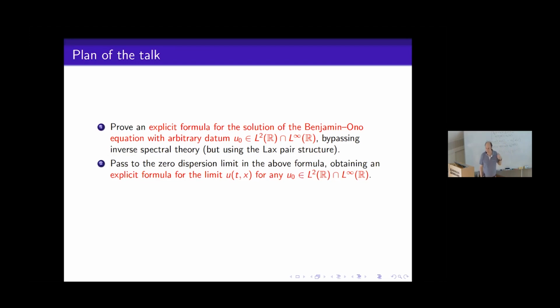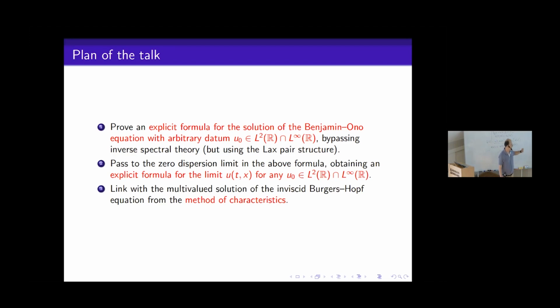Second, I'll pass to the zero dispersion limit in this formula, and it turns out it's easy. So I will get a formula, still a little bit complicated, for any data in L2 intersection L infinity. And finally, I'm going to make the link of this formula with the multi-valued solution of the Burgers-Hopf equation, which means this alternate sum of different values of the Burgers-Hopf equation from the method of characteristics. Okay? So let's go.